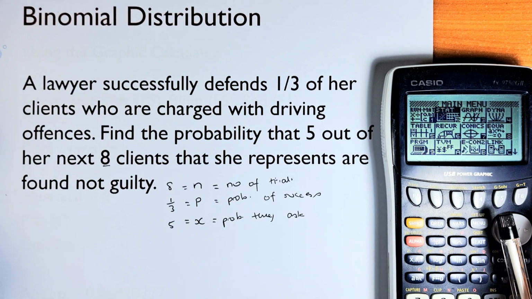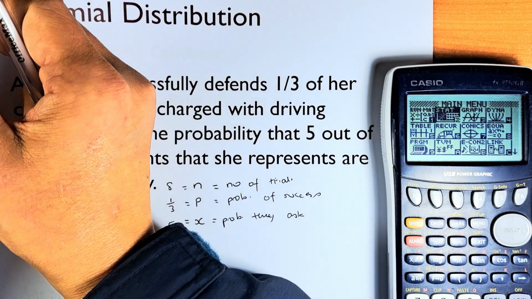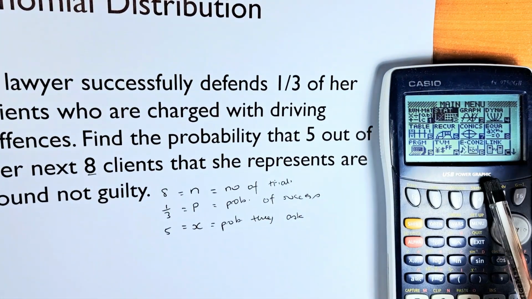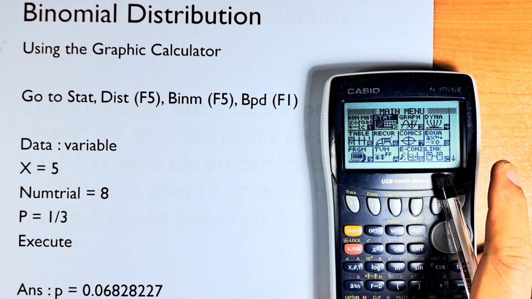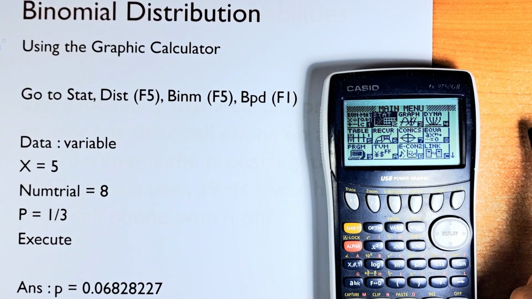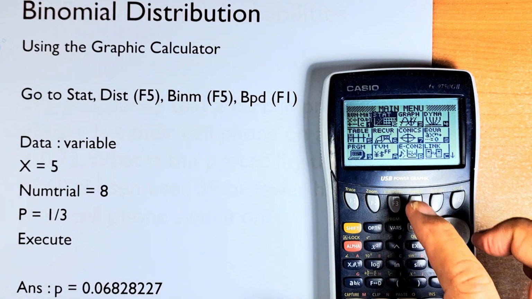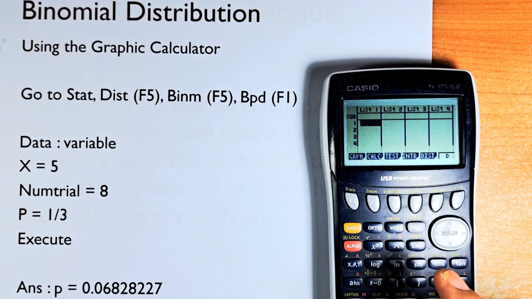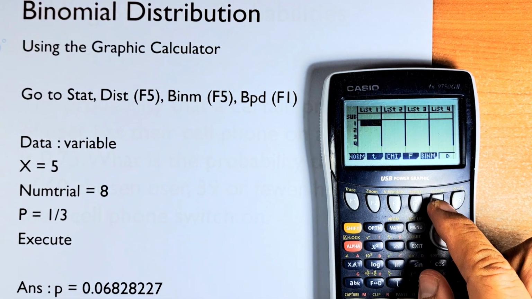We're going to do it with the slide that I have prepared. Okay, we're going to just take it off, and we are going to do it together. Follow me as we go along. We put it in the graphic calculator. We go to statistics, execute, then distribution, F5. Then binomial, another F5.